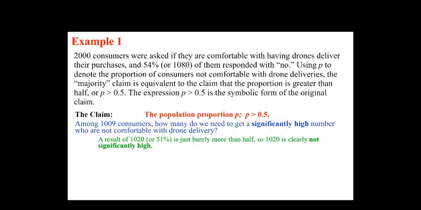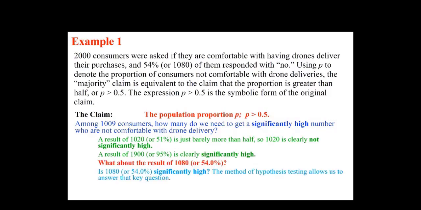So 1,020 is clearly not significant. We're looking at just the percentage here. The result of 1,900 or 95% is clearly significant. What about 1,080 or 54%? Is that significantly high or not? By the way, this is 2,000. So let's just recap. I want to make sure everybody understands what's going on, because I thought it was 2,000. There was a typo there.